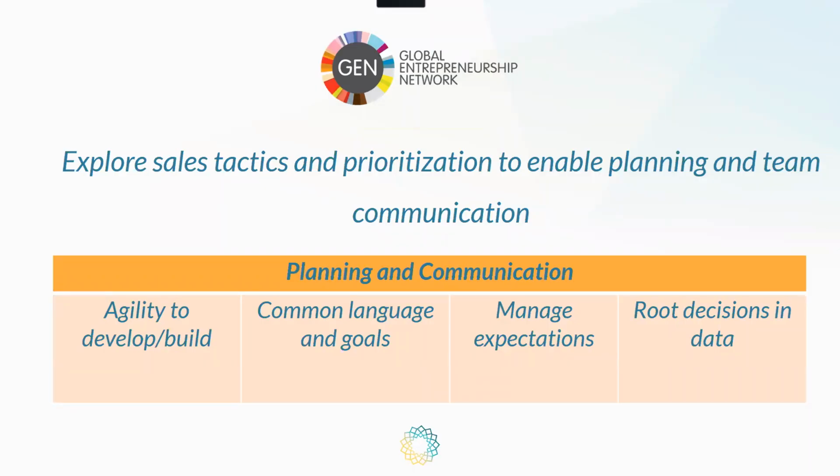Now the last one, if we're going to think about exploring sales tactics and prioritization to enable planning and team communication, some of the things that we need to understand about why this is so important is that our ability to effectively plan and communicate across our team helps us to do a couple of things. And the first one is to be agile, to develop and to build, whether it's a program, whether it's a product, whether it's a service. It helps us to align common language and goals. We're managing our expectations appropriately when everybody knows exactly where they stand. And then finally, it's to be able to root our decisions in data.